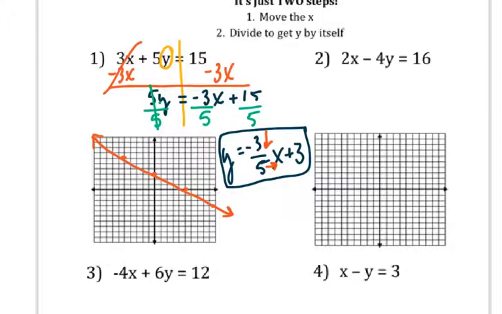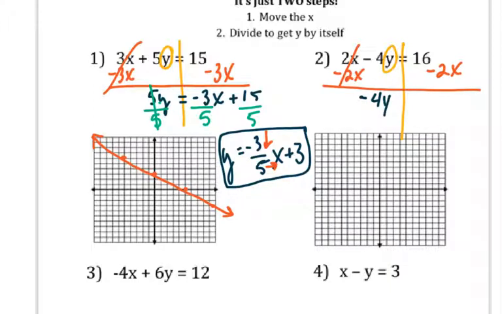Let's look at number 2. Again, our goal is to get y by itself because we want to graph this line. To get y by itself, we start by moving the 2x, so minus 2x, minus 2x. That leaves me, there's still a negative there, so negative 4y equals negative 2x plus 16. We need to get y by itself, so we're going to divide by negative 4.